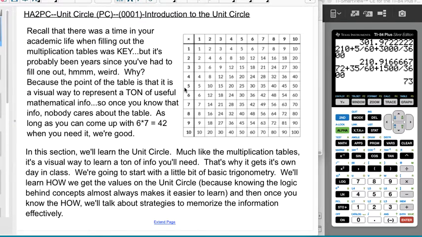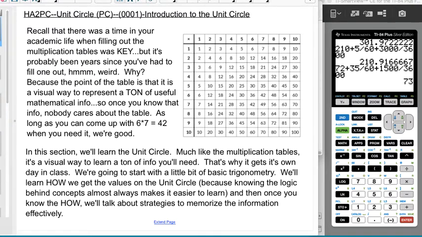Nobody really cares. So in this section, we're going to learn the unit circle, which is basically the same concept. It's a visual way to learn a lot of really useful information that you're going to need. That's why it gets its own day today in class. So we're going to start with a little bit of basic trig. We'll learn how to get the values on the unit circle, because if you know the logic behind concepts, it's much easier to pick up how they work, right? And then once you've effectively learned how we do this, we'll talk about strategies to memorize the information effectively.